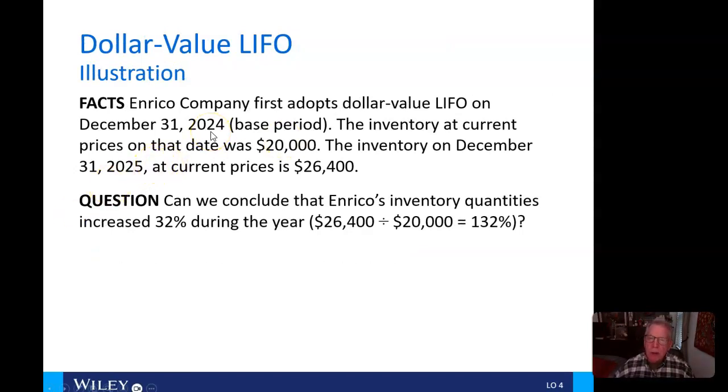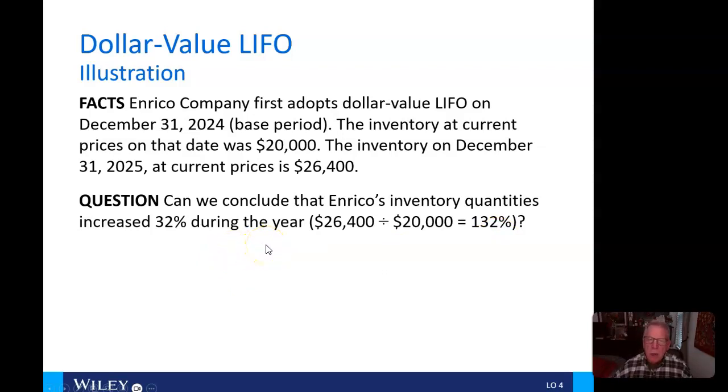Enrico Company first adopts the dollar value LIFO on December 31st, 2024. We'll call that the base period. The inventory at current prices on that date was $20,000. The inventory on December 31st, 2025 at current prices is $26,400. Not surprisingly, the price of the inventory increased during the year. So in this case, the dollars went up to 132%, a 32% increase during the year.